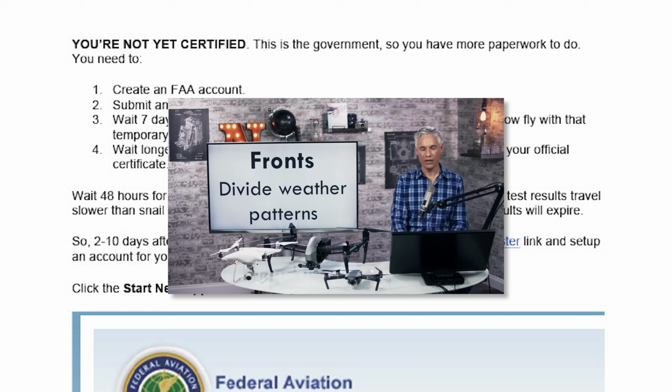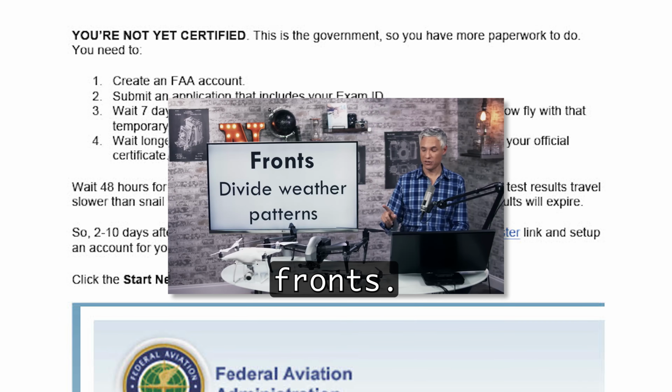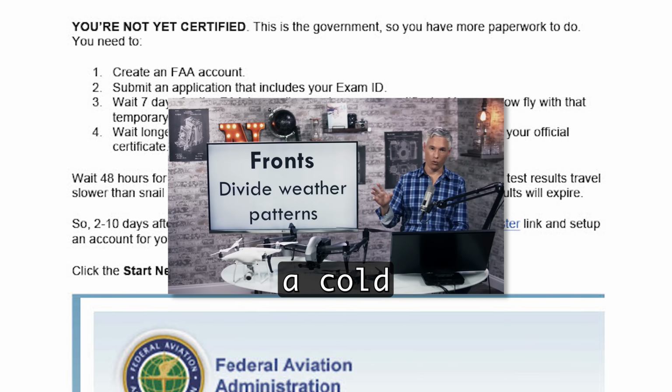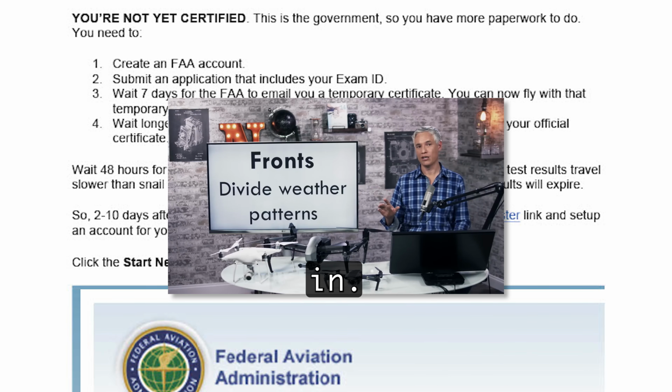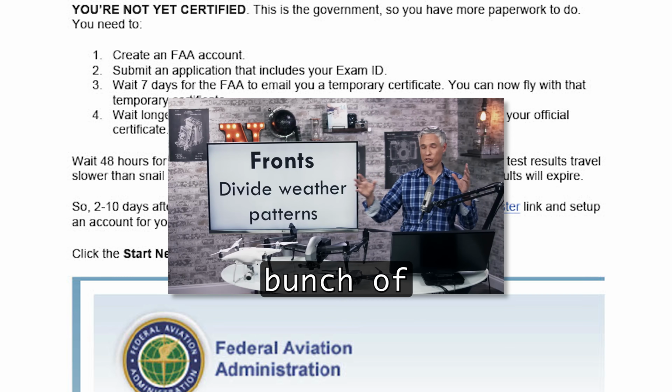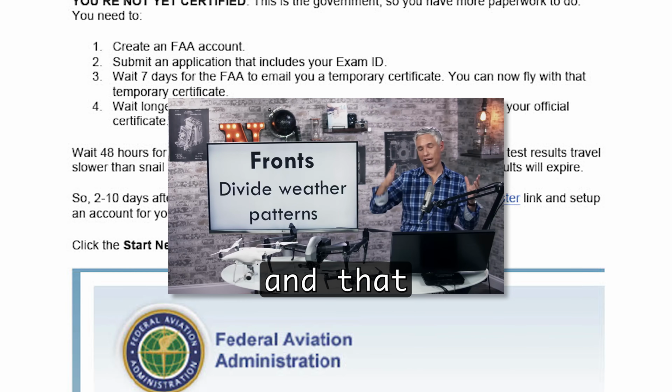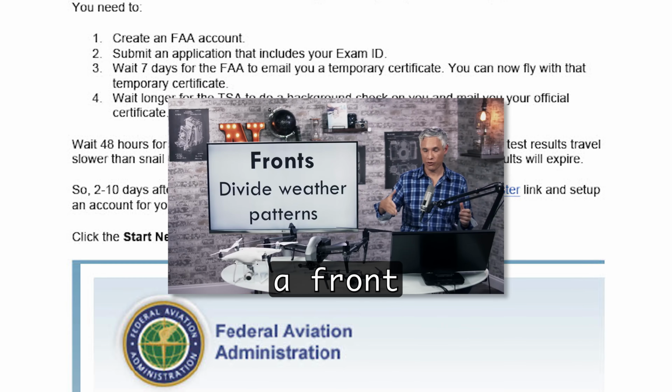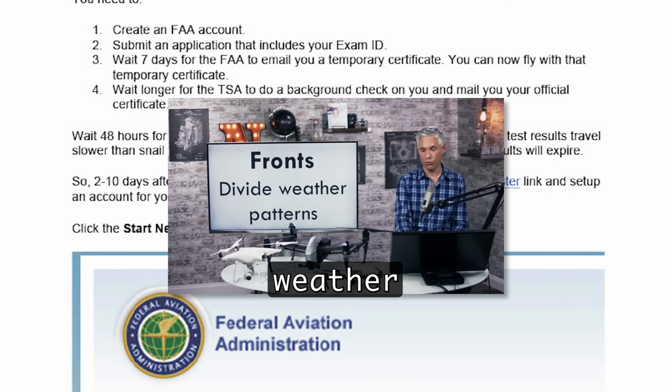Easy, right? They want you to know the term fronts. You know how the weather guy will say, oh, there's a cold front coming in, there's a warm front coming in. What that actually means is there's a bunch of cold air hitting a bunch of warm air, and that division is considered a front. So weather fronts divide weather patterns.